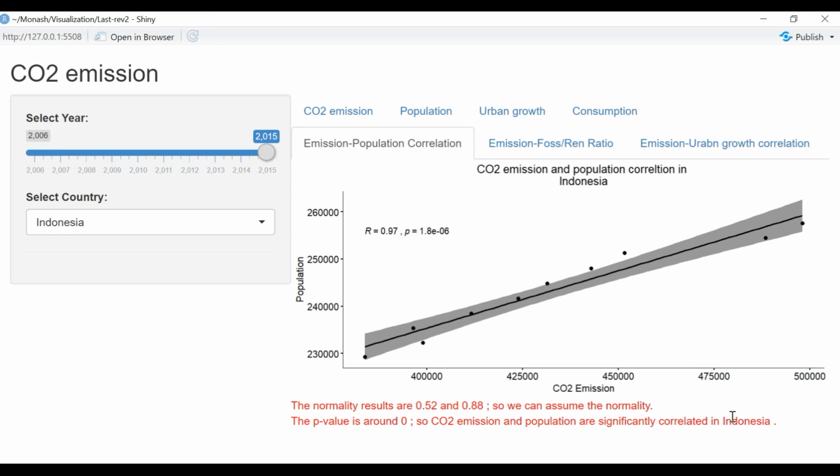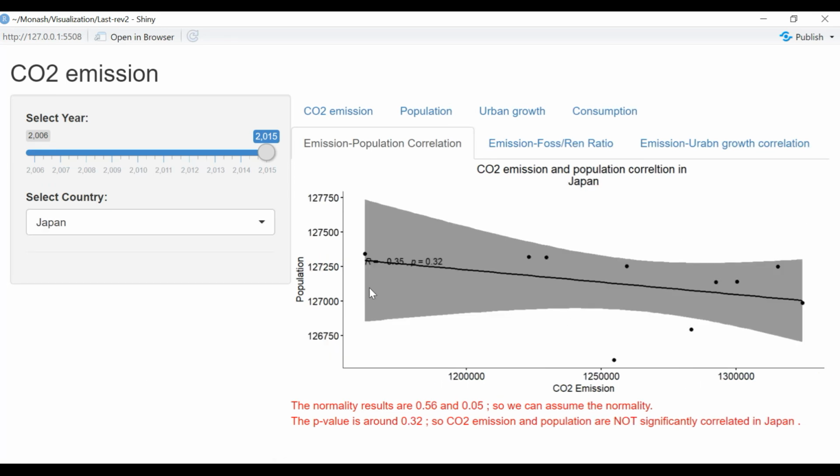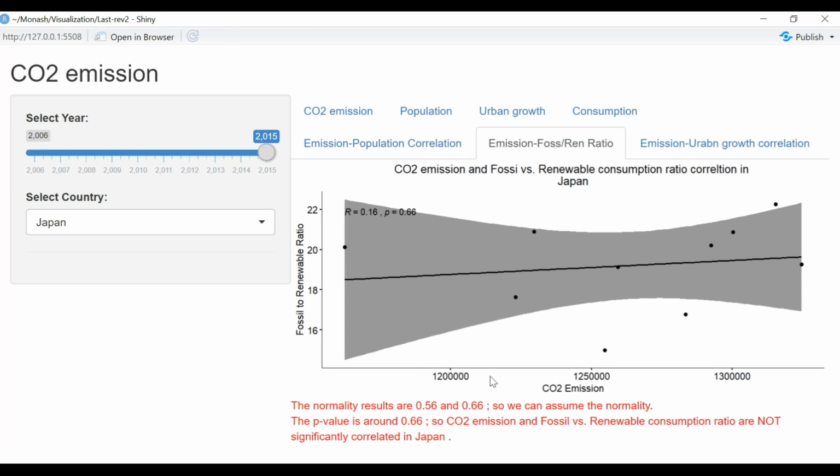Looking at Indonesia, there is a significant correlation again. With Japan, there is no significant correlation between population and carbon dioxide emission. Let's take a look at the emission and fossil versus renewable energy and the effect on carbon dioxide emission.